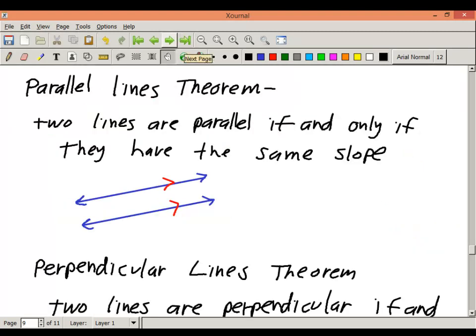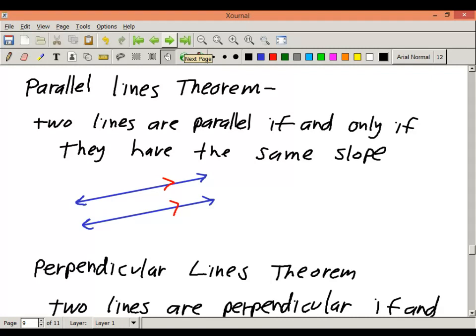Okay, we actually have 2 theorems here today. Luckily for you, we're not going to prove them. We prove almost every theorem this year that we have, but here's 2 that we're not. The first is the parallel lines theorem. It says 2 lines are parallel if and only if they have the same slope. So that's your biconditional coming back. So remember, biconditionals have if and only if in them. So we can say this 2 ways. If 2 lines are parallel, then they have the same slope. And if 2 lines have the same slope, then they are parallel.